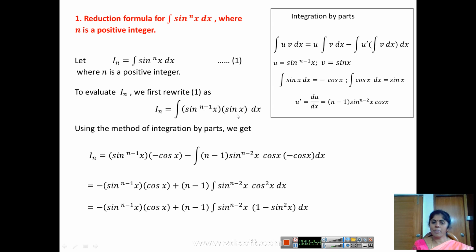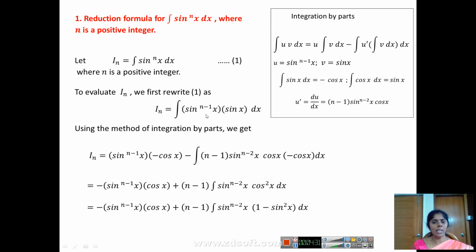If the bases are the same, we can add the powers, so we get back the same term, that is sine to the power n of x. Here if I consider sine to the power n minus 1 of x as the first function and sine of x as the second function, we can use the method of integration by parts. The method of integration by parts is given by integral of u into v into dx can be written as u into integral of v dx minus integral of integral of v dx into derivative of u dx.